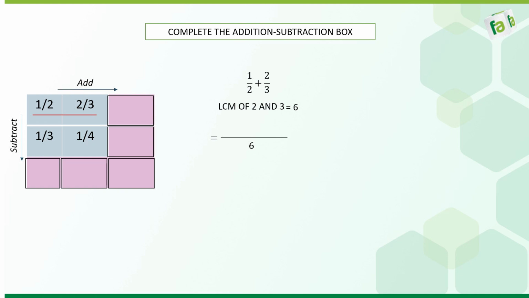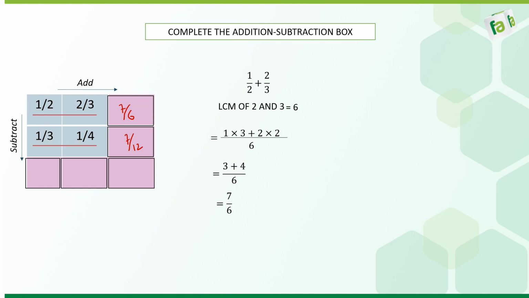Over here, we have 1 multiplied by 3 plus 2 multiplied by 2. Now, by multiplying and adding the numbers, we get 7 by 6. And we can write this 7 by 6 over here. In the same way, we add these two fractions to get 7 by 12.